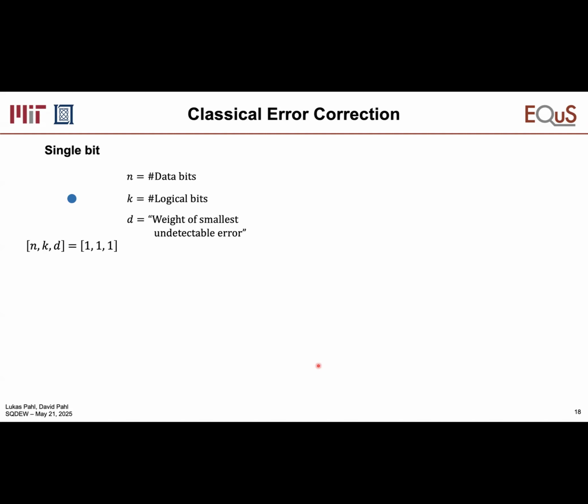N is the number of data bits. K is the number of logical bits that are actually encoded in those N bits. And D is the weight of the smallest undetectable error. The larger the D, the more protected your information. So in this code here, you have one data bit, you have one logical bit encoded into it, but already a single flip will corrupt the information, and there's no way for us to tell whether the bit flipped or not. There's no operation we're running to check against this.